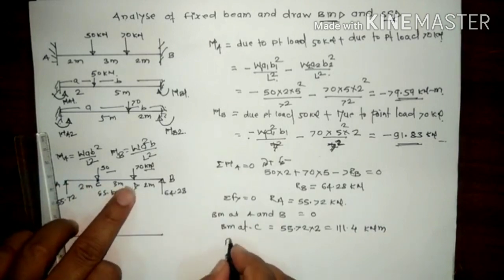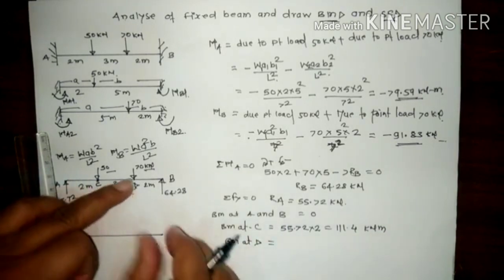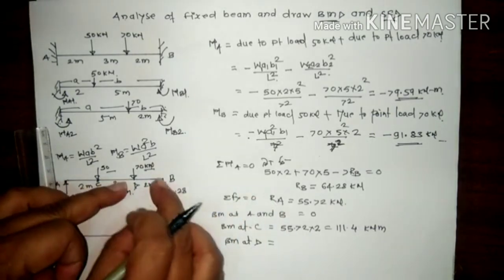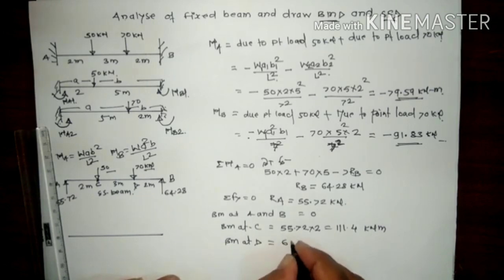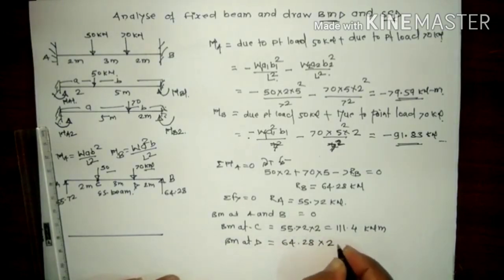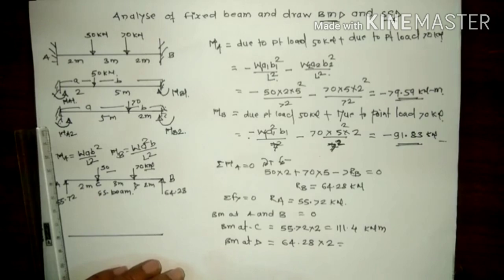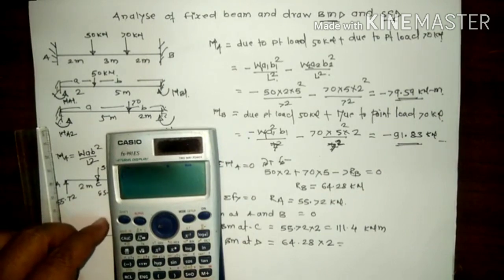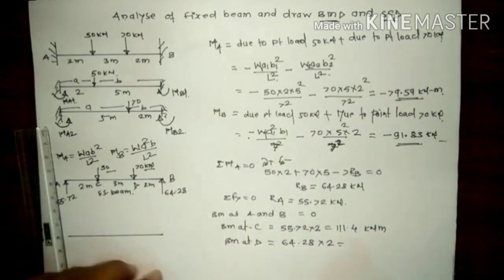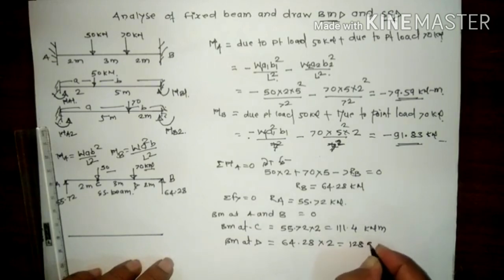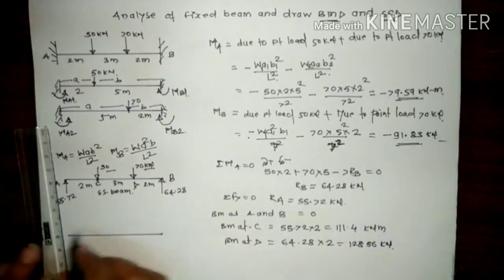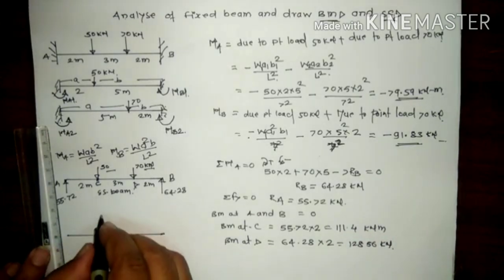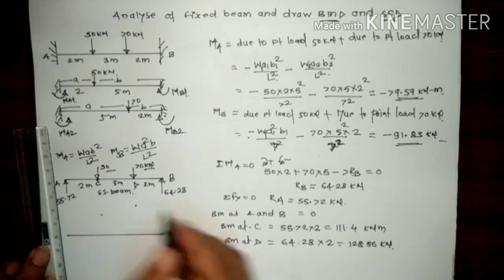Then bending moment at D, from the right side, is RB into this distance. So RB is how much? 64.28 into 2. This also creates a sagging bending moment, which is why it is a plus. So that value is 64.28 into 2, which becomes 128.56. Okay, so we got the value here 0, here 0. At C it is 111.4, at D it is 128.56. Now join this.